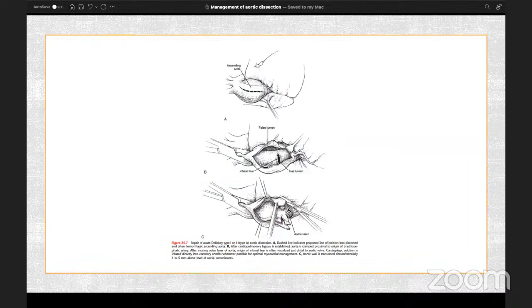So after establishing your cannulation and applying your cross clamp, usually you will start your incision in the outer layer of the aorta. Usually a hemorrhagic plane will be found and the intimal tear will be obvious. You will transect the ascending aorta just a few millimeters above the level of the aortic commissure, and then you will evaluate the proximal part of the aorta with the aortic root, the valve, the coronary ostia, and assess the extent of the aortic dissection.